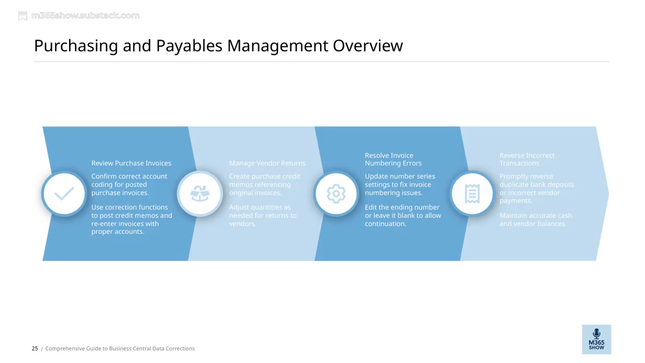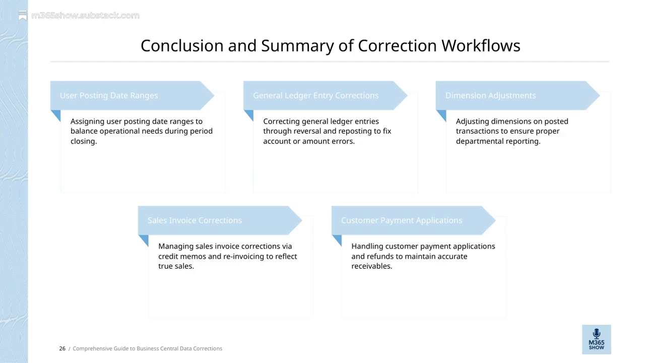Finally, always confirm that the account coding on posted purchase invoices is correct. If there are errors, use the correction functions to post credit memos or re-enter invoices with the proper account codes. This way, our financial data stays accurate and consistent across the system. These steps are all about maintaining control and accuracy in our purchasing and payables processes, which ultimately supports the overall health of our business. Let's wrap up by reviewing the key correction workflows we've discussed and how they fit into our overall data management strategy.